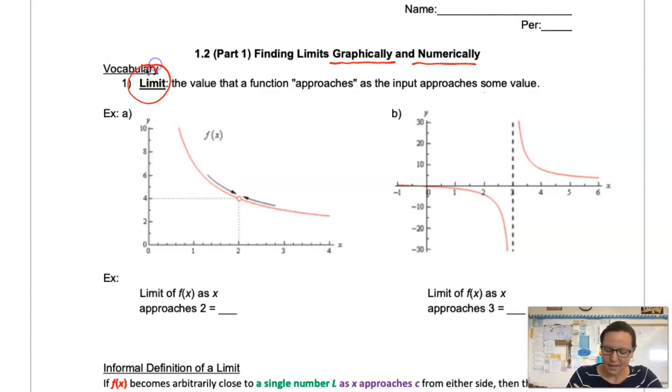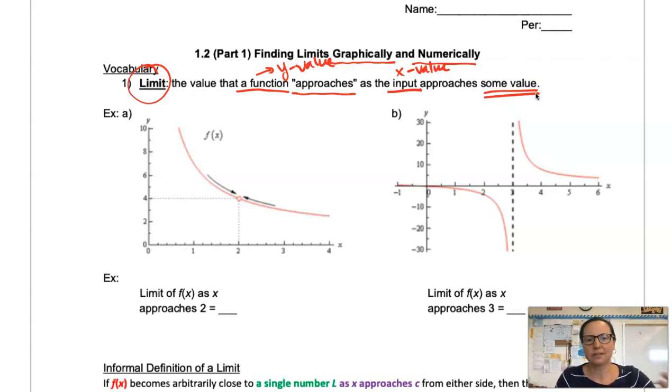So a limit is essentially the value that a function is approaching. What value is the y value of a function approaching as the input, which would be the x value, approaches some particular value? So this here is referring to x, right? The x values are approaching some number, and when we say find the limit, we're asking you to find what the y values are approaching. What is the function approaching as x approaches that value?